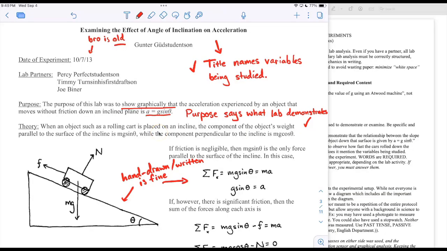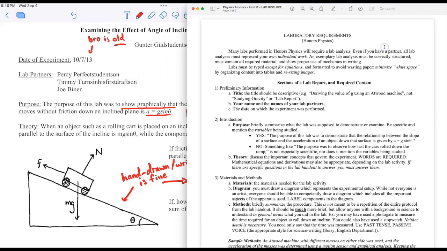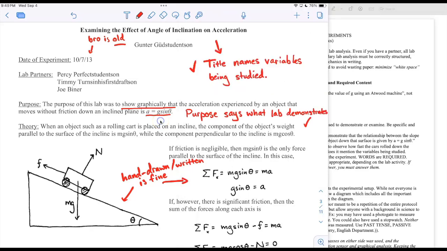Hey guys, in this video I'm going to talk about the two sample lab reports by Gunter Gudstudensson and Timmy Turns-in-his-first-draft, and I'm also going to compare each of them to the laboratory requirements document and talk a little bit about your first lab report for this class. So to begin with, Gunter's paper is pretty good, as you might imagine.